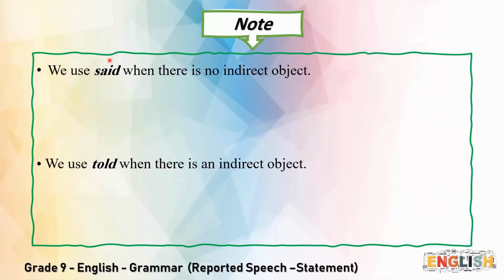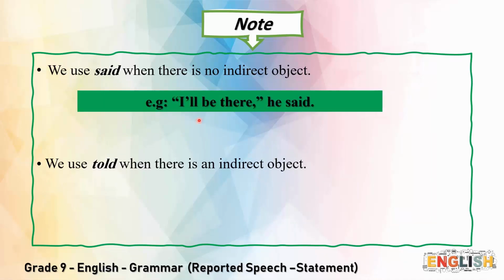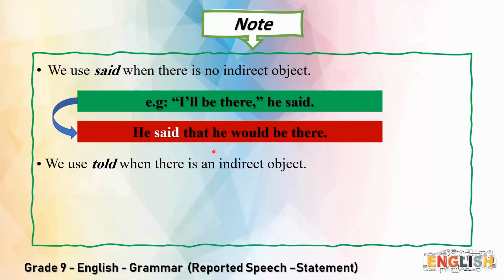Here are some notes we should pay attention to when we use the reporting verbs. We use said when there is no indirect object. Like this example. "I'll be there," he said. He said to whom? We don't know. So we don't have here an indirect object. And this statement can be changed like this. He said that he would be there. Said remains said. It doesn't change because we don't have an indirect object.